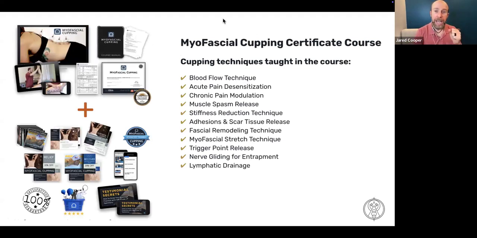For those of you that are interested in myofascial release, one of the most effective myofascial tools that I use in my clinic is actually cupping. Rather than compression, it's decompression. It pulls up, but all the other same stuff works.